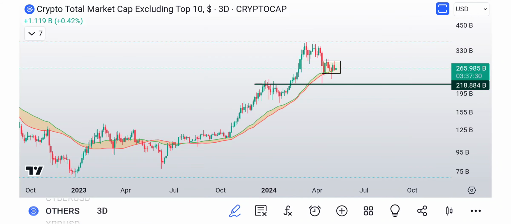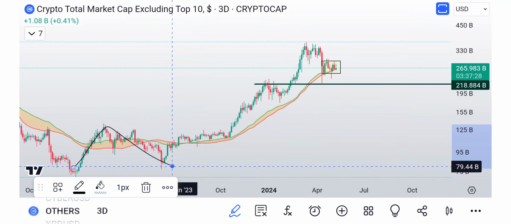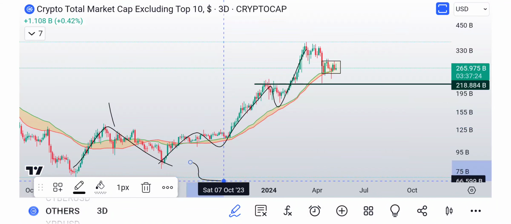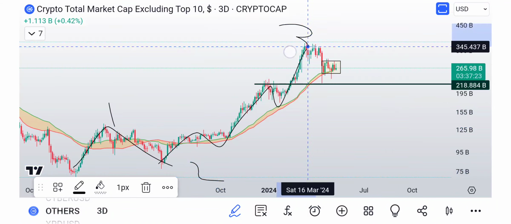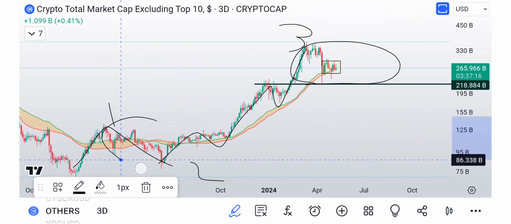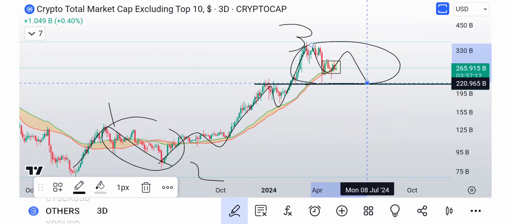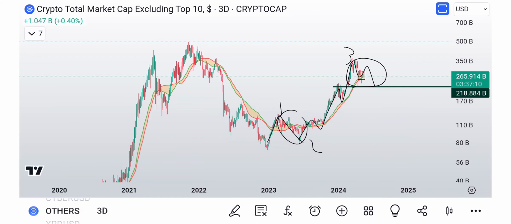When I look at others, we do have 1, 2, 3, 4, 5. So this is 1, this is 2, this is 3. It looks like we need a wave 4. And if it is a wave 4, it's probably going to be big, because look how big wave 2 was, right? So again, we're in a very interesting spot where many different things could happen.